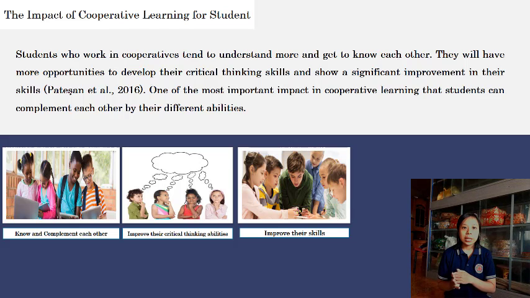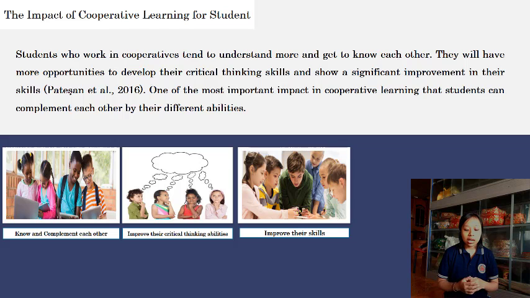The impact actually focuses on their oral communication skills, because in the learning process students try to communicate with each member and try to make each member understand what they are talking about. And the second is that students can complement each other, because by this the students feel that they have a supporting system in study, of course.